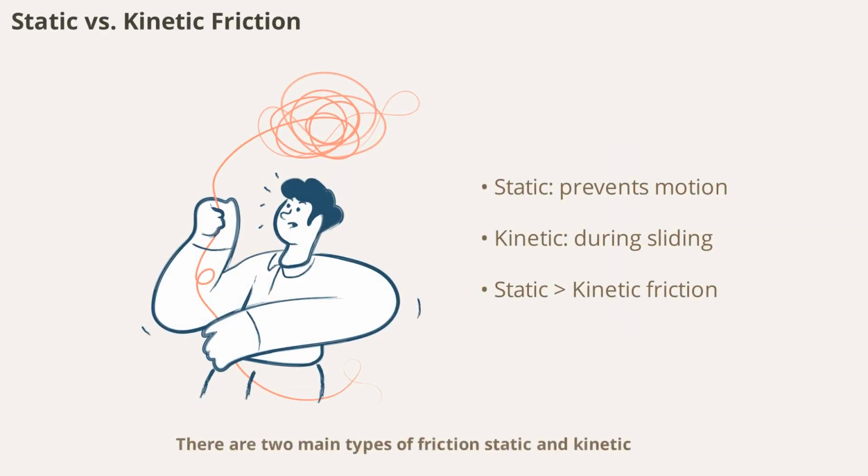There are two main types of friction, static and kinetic. Static friction acts when objects are not moving relative to each other, preventing motion until a threshold force is reached. Kinetic friction, on the other hand, acts when objects are sliding past each other. Static friction is usually greater than kinetic friction, which is why it's harder to start moving a heavy box than to keep it sliding.